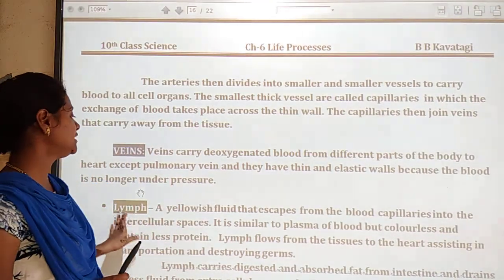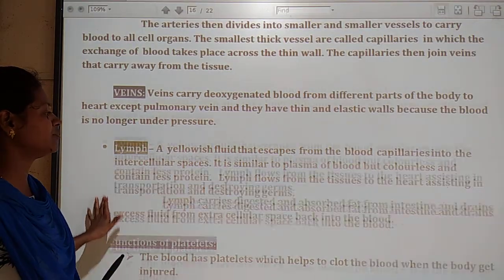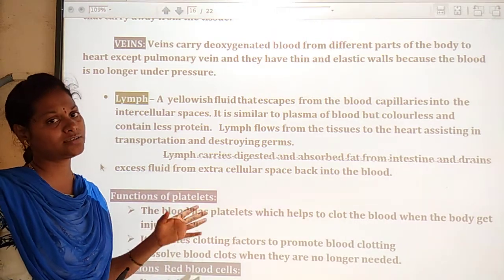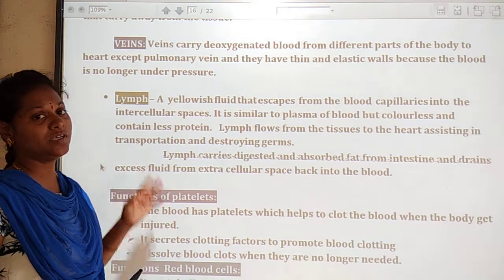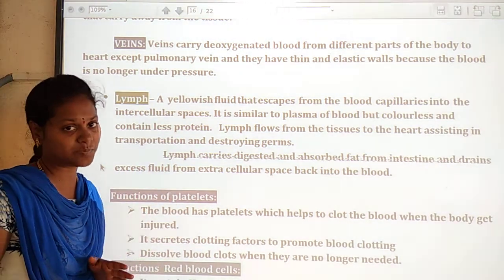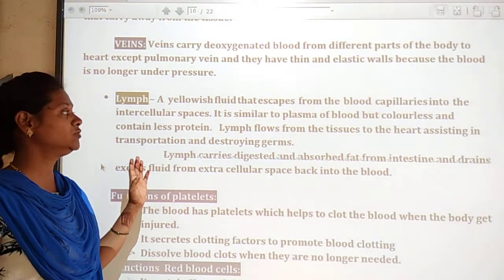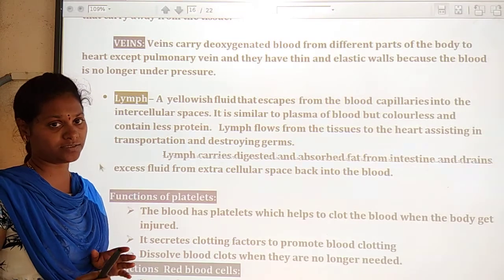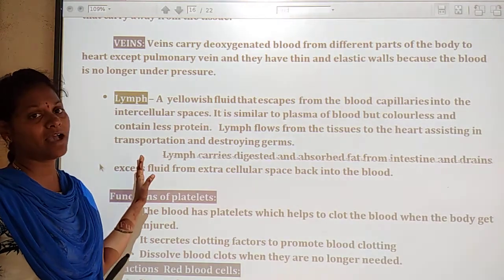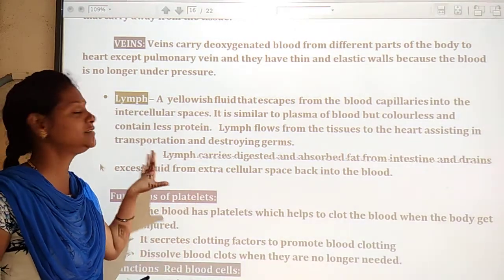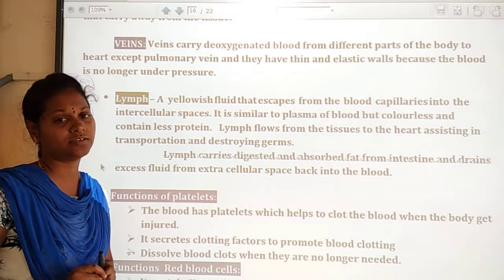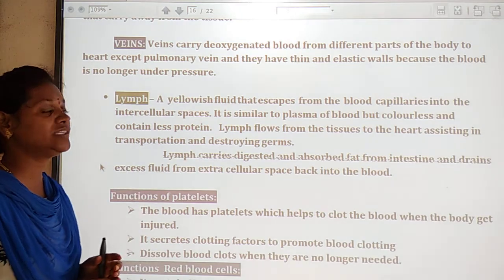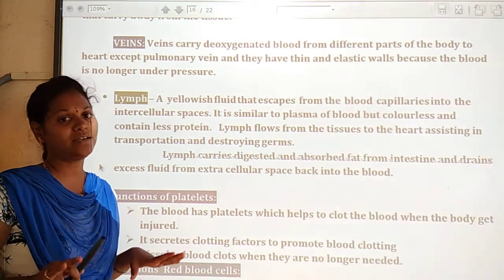So next one is lymph. This is also one type of fluid. Compared to the lymph, this is like plasma in our blood. Okay, ಇದು ಕೂಡ ನಮ್ಮ ದೇಹದಲ್ಲಿ plasma ತರ ಇರ್ತಕ್ಕಂತ ಒಂದು fluid ಆಗಿರುತ್ತೆ. But as compared to the plasma, lymph has less protein, a less amount of protein. This lymph can escape from the blood capillaries.